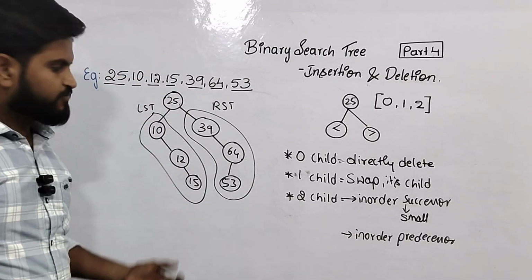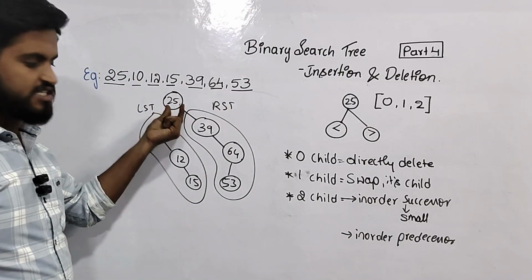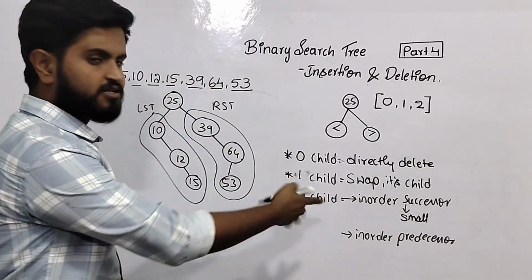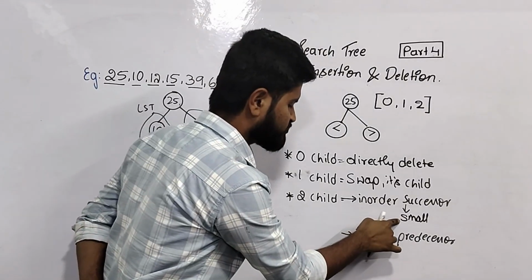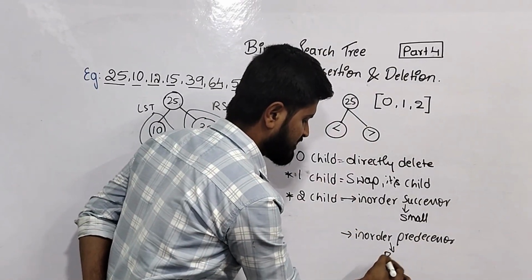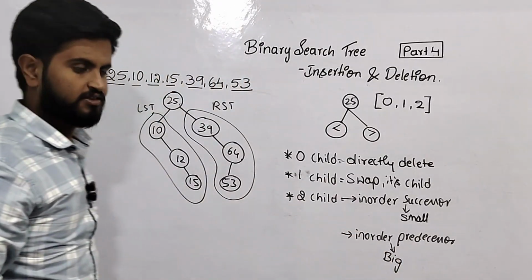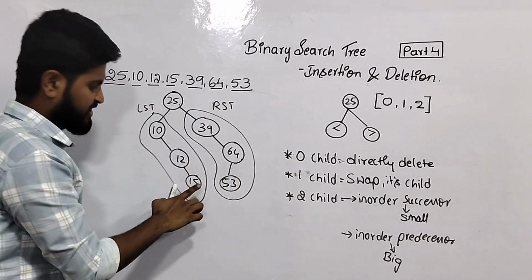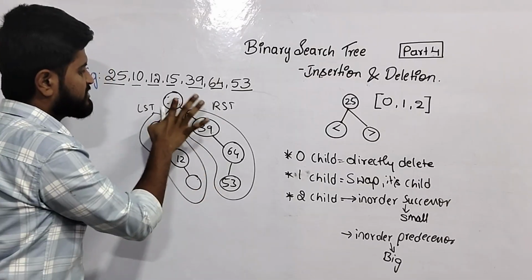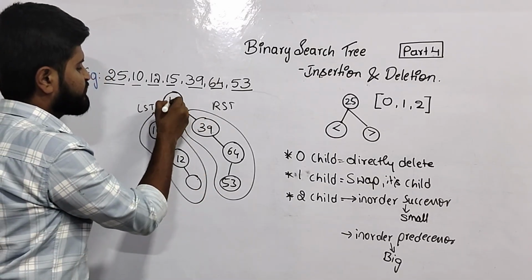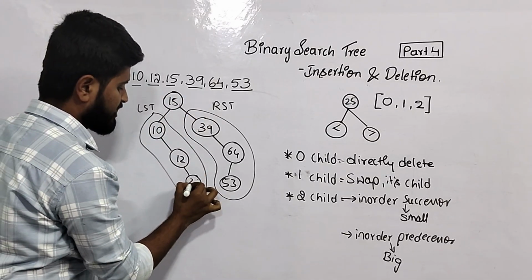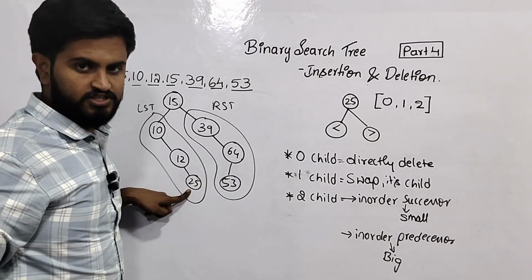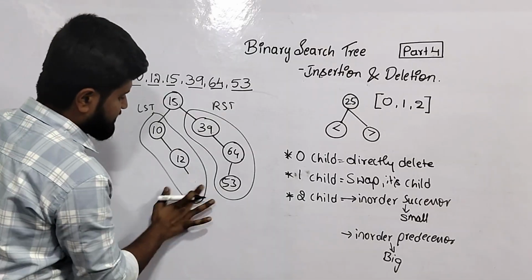Simple. Now if I want to delete the 25 which is having 2 children using the in order predecessor, it is just opposite. Here I used the smaller one. In predecessor I will be using the bigger one. That is, in the left subtree I will search the bigger element. That is 15. Now I will swap the element which I want to delete with 15. 15 will go to the root and 25 will be here. 25, if you see, is a 0 child node. So you can directly delete it.